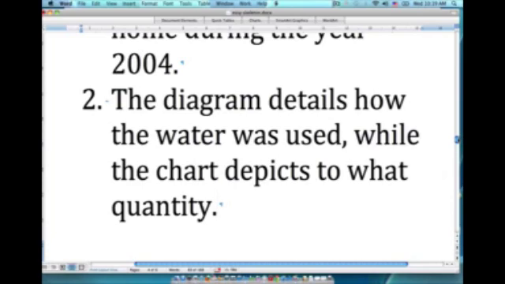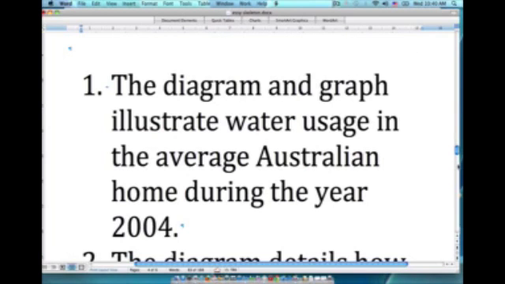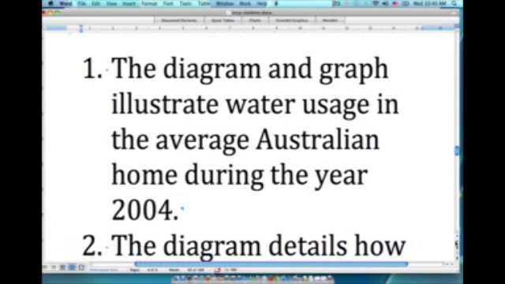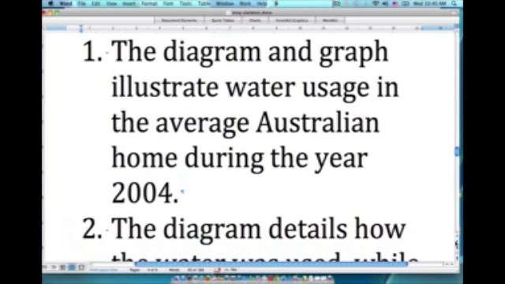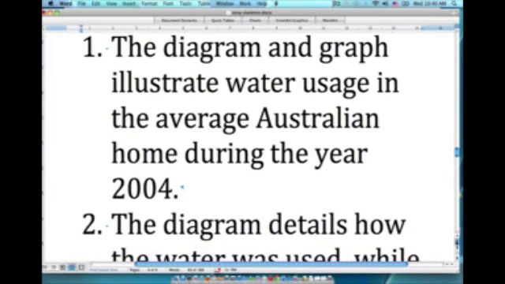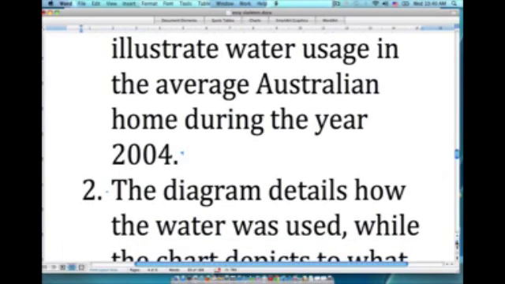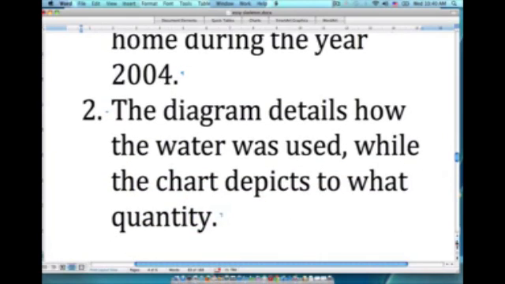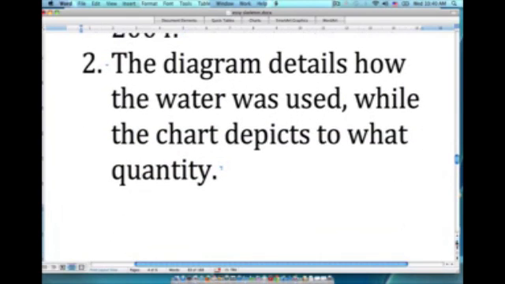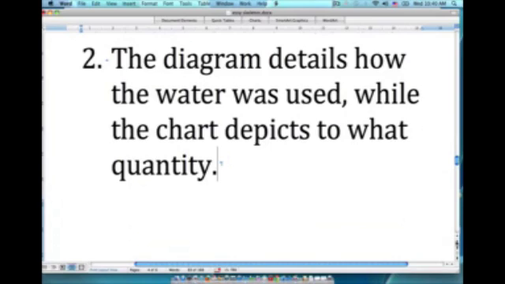Now, we've finished our two opening sentences, and these two sentences are the introduction to the rest of the work that we're going to do. So in the following sentences, we're going to skip a line and start a new paragraph. So sentence number 3 now marks a point in our writing when we're going to talk about the details that are shown in the diagram. So we're going to start talking about the diagram.